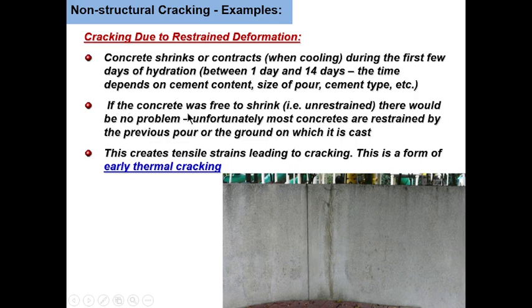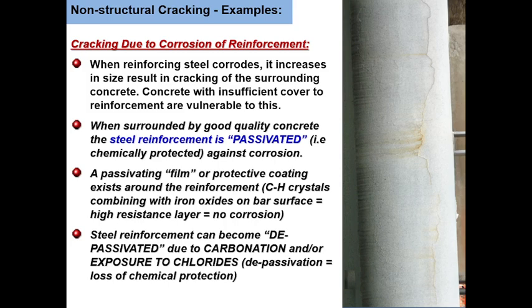Now let's look at it: if the concrete was free to shrink, or unrestrained, there would be no problem. Unfortunately, most concrete is restrained by the previous pour or the ground on which it is cast. So this creates tensile strain leading to cracking. This form of cracking is called early thermal cracking.